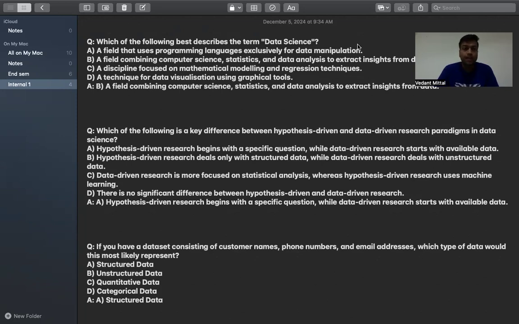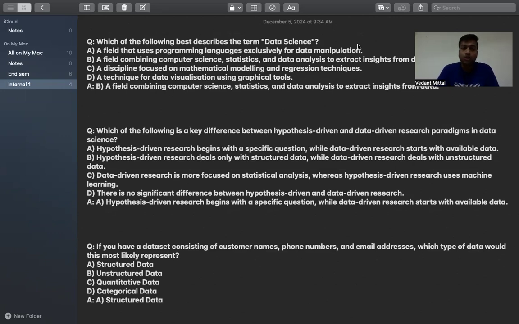The option A, a field that uses programming languages. B, a field combining computer science, statistics, and data analysis to extract insights from data. Third, a discipline focused on mathematical modeling and regression techniques. And the fourth is a technique for data visualization using graphical tools.